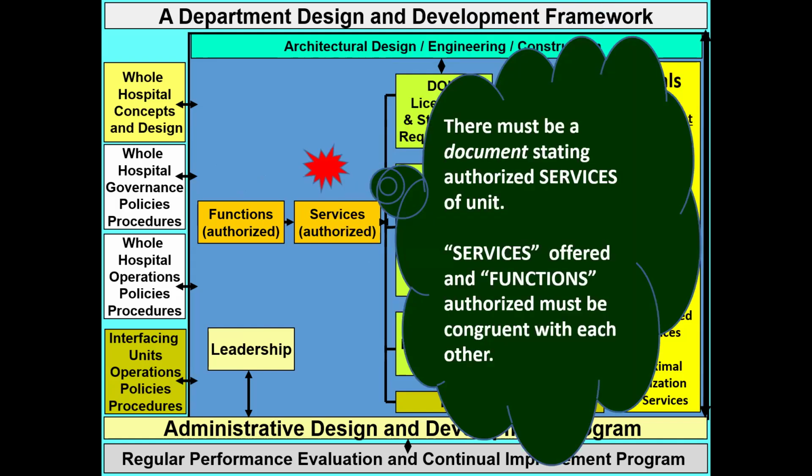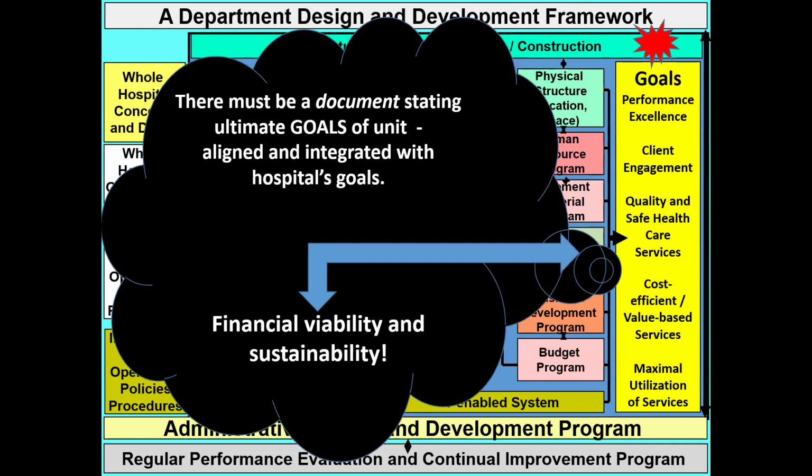Service. There must be a document stating the authorized services of the unit. The services offered by a department and the functions authorized must be congruent with each other. Goals. There must again be a document stating the ultimate goals, which must be aligned and integrated with the goals of the entire hospital, the super system. The basic essential goals, okay, will be the following. When I say basic essential, it's practically seen in all the departments, in all the hospital.